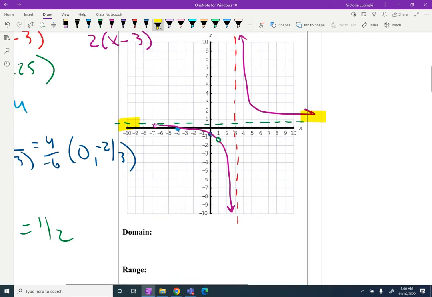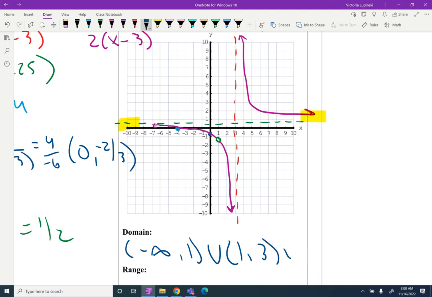And then domain and range. So when it comes to domain, from left to right, the first place you're going to take a break is at the hole, which is 1. The second place you're going to take a break is the vertical asymptote, and then 3 to infinity.